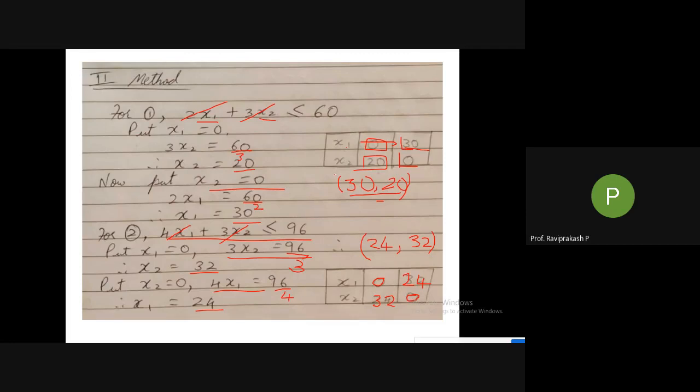So once you are putting x1 is equal to 0, you are getting the value of x2. So write it in place of x2 and not x1 again. So there it is where you go horribly wrong. Okay, so I hope you understood this.